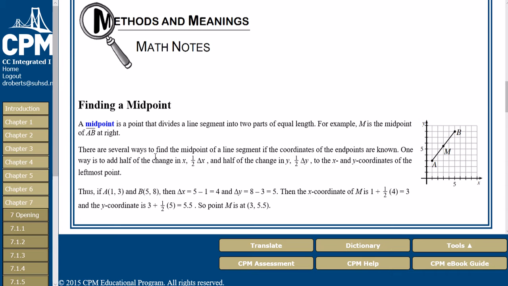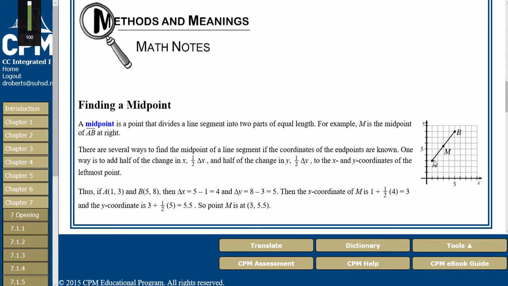There are several ways to find the midpoint of a line segment if the coordinates of the endpoints are known. One way is to add half of the change in x, 1/2 delta x, and half of the change in y, 1/2 delta y, to the coordinates of the leftmost point.